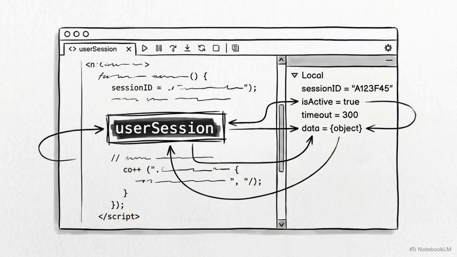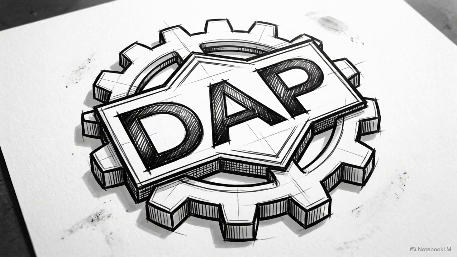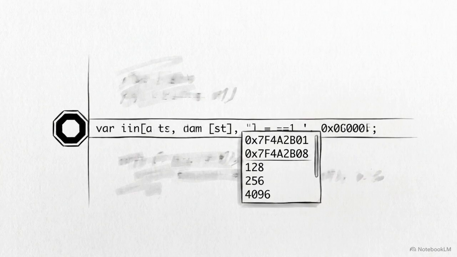Effective development requires more than just syntax highlighting. You also need a way to track variables and step through code execution. The Debug Adapter Protocol, or DAP, serves as the standard for this layer. It allows your language to communicate with an editor's debugger to set breakpoints and inspect memory.